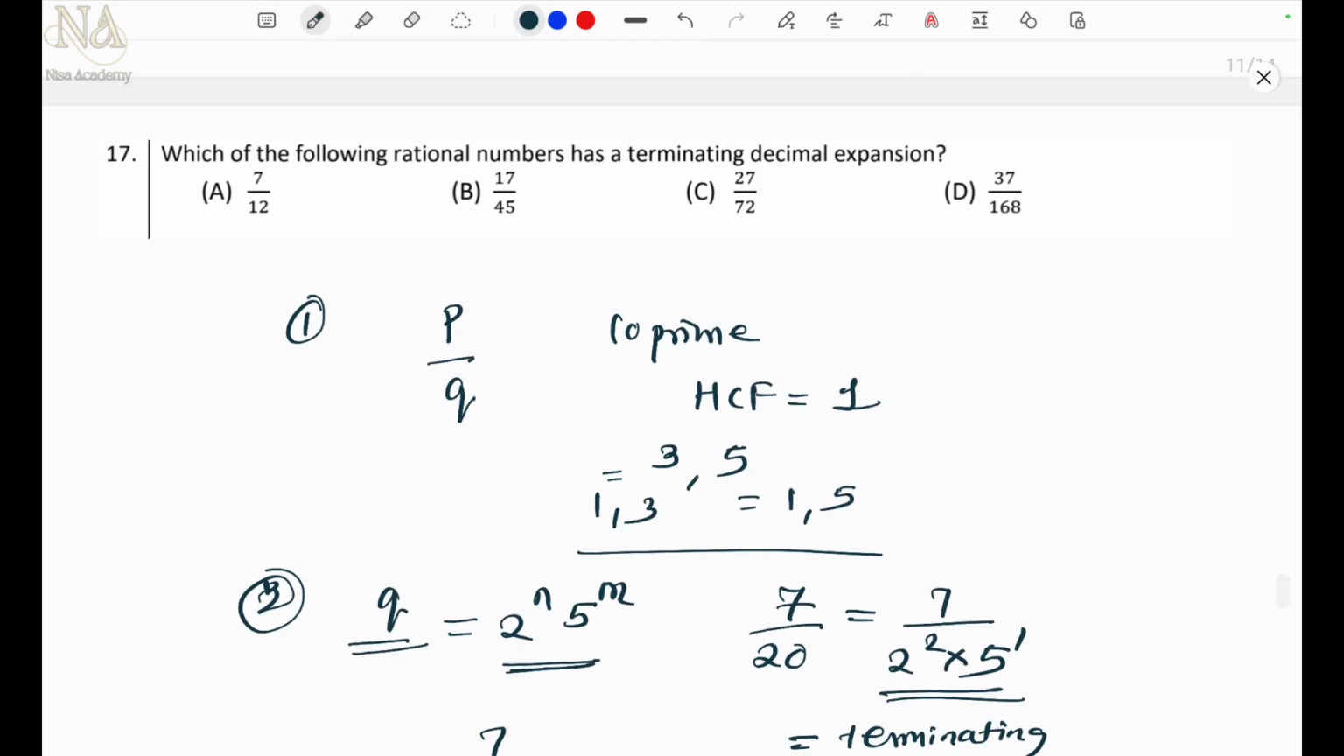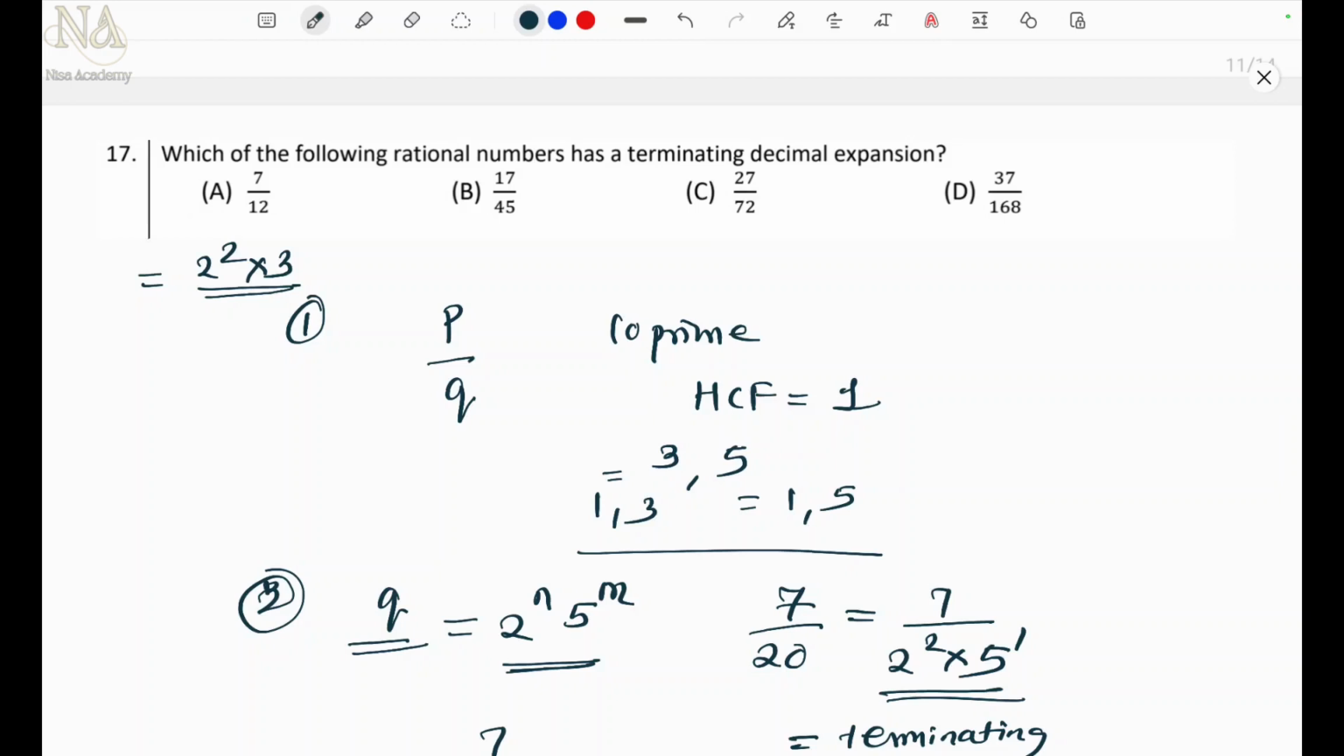So first option, you can see 12. How can you factorize it? Yes, 12, 2 2s are 4, right? So it is, I will just write here, 2 square into 3. So see here, apart from 2 and 5, you are getting this 3, right? So option A is not correct. Then what about 45? Yes, again 5 square into 3, 9 5s are 45, so you are getting 3 in the denominator.